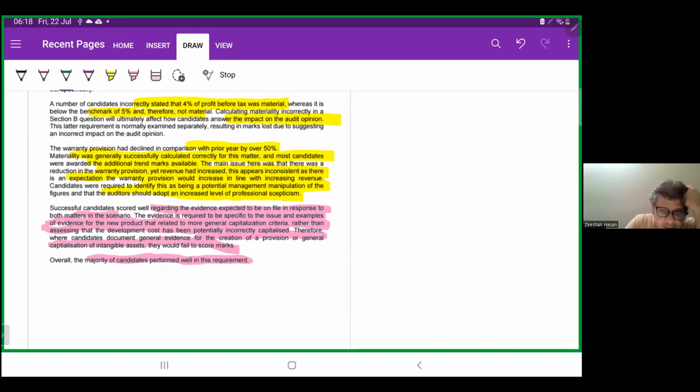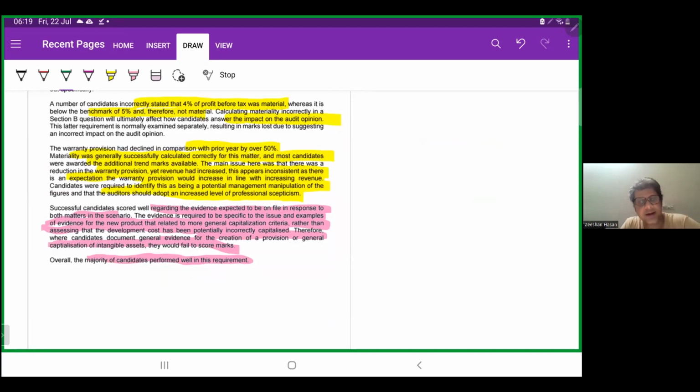This appears inconsistent, as we would expect the warranty provision to increase in line with the increasing revenue. Candidates were required to identify this as being a potential management manipulation of the figures, and that the auditors should adopt an increased level of professional skepticism.